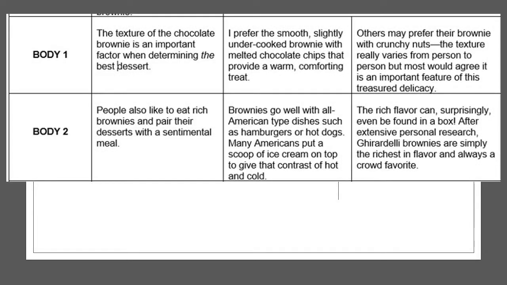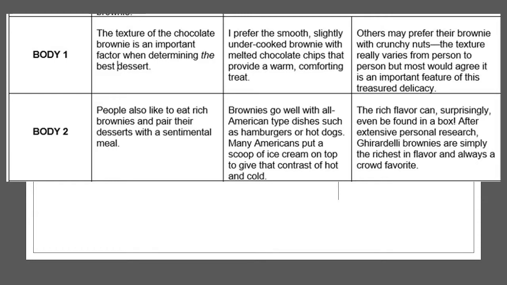Body paragraph 1, topic sentence. The texture of the chocolate brownie is an important factor when determining the best dessert. I prefer the smooth, slightly undercooked brownie with melted chocolate chips that provide a warm, comforting treat. Others may prefer their brownie with crunchy nuts. The texture really varies from person to person, but most would agree it is an important feature of this treasured delicacy.